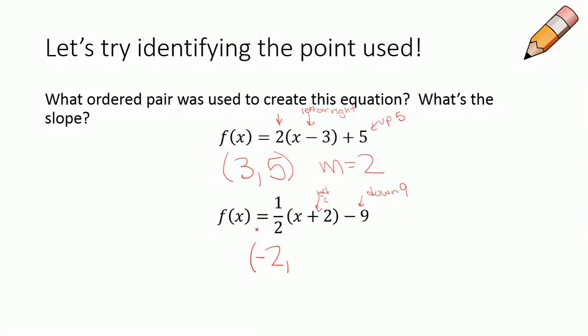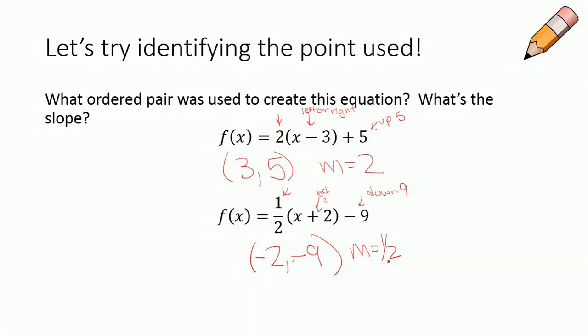You're going to want to make sure you write these equations out so that way you have an idea of what these are meaning. Down 9, well, down 9 would be minus 9 for my ordered pair. And my slope, right sitting in front, 1/2.